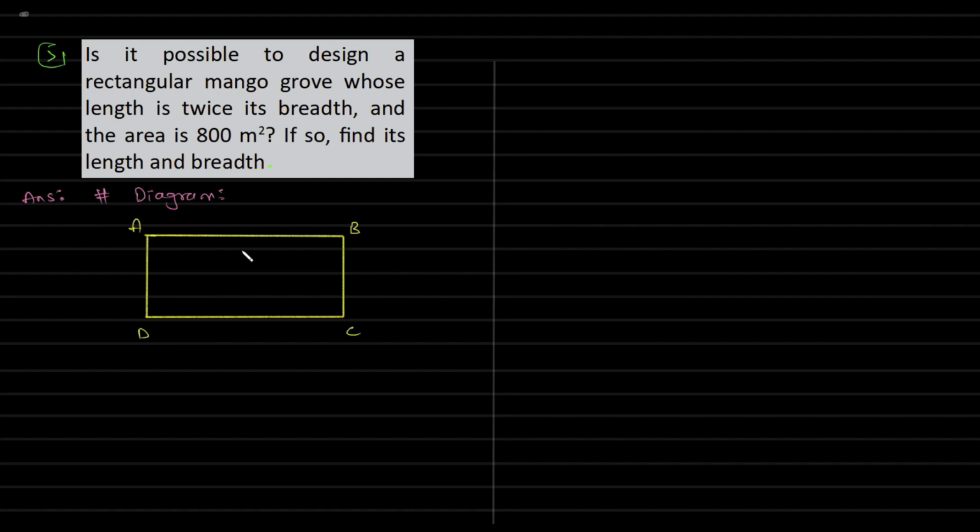So what is a rectangle? A rectangle is a closed figure whose opposite sides are equal and the angles are equal to 90 degrees. So the length and the breadth have some relationship. What they're telling us is, if the breadth is x, the length will be double of that. And the area happens to be 800 meters square.